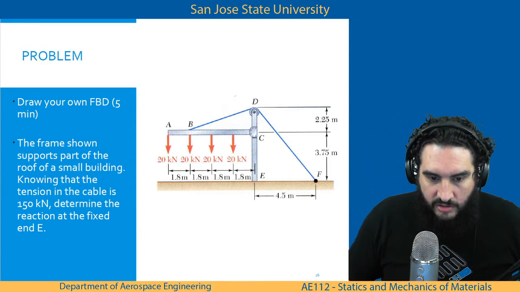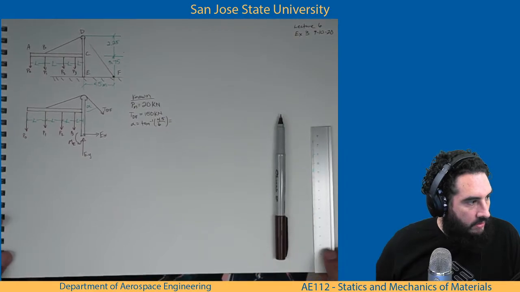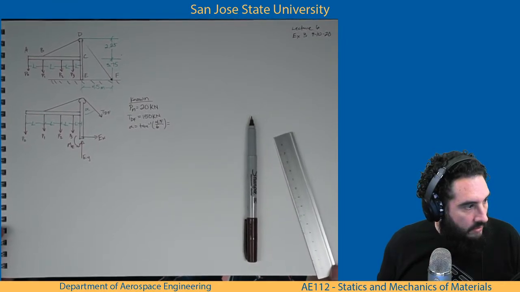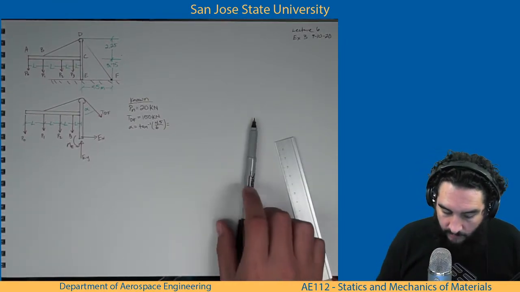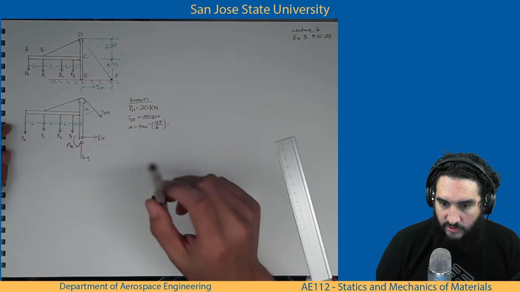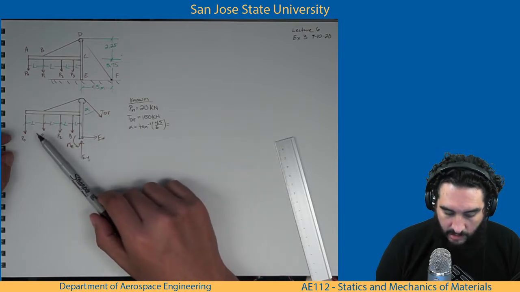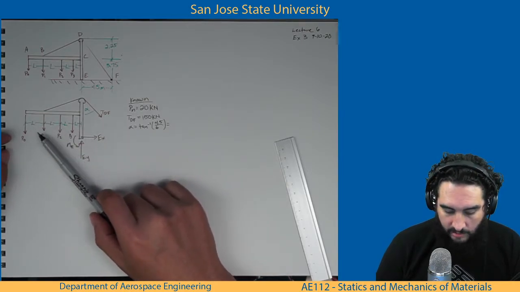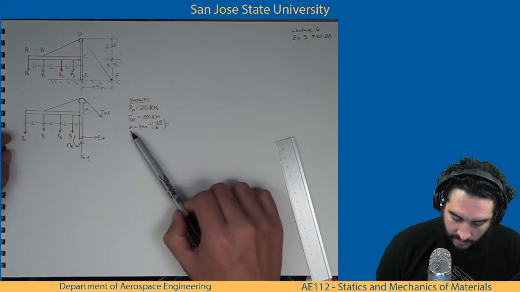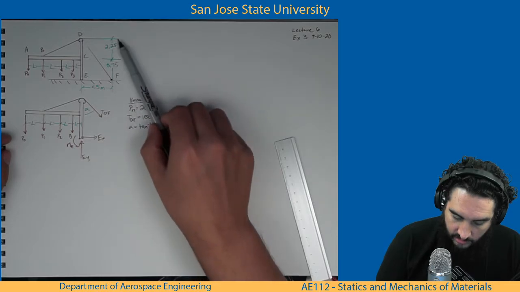So determine the reaction at the fixed end. Let's go on to my view. Okay, so I redrew the picture, made a couple substitutions. The payloads are all consistent at 20 kilonewtons. I named them P0 through P3. And all the L's are all the same at 1.8, so I just named them consistently L. I included alpha, and I set that up as tan inverse of the opposite, 4.5, over the adjacent, 6.